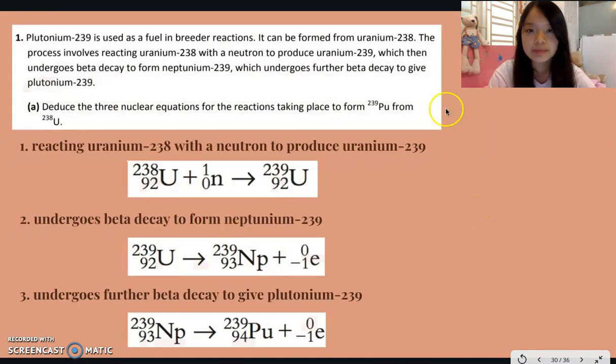In the next step, the question says, which then further undergoes beta decay to give plutonium-239. In this step, we can see that the product from step 2 is further undergoing beta decay to give off plutonium-239 and emit a beta particle. So that's it for part A.